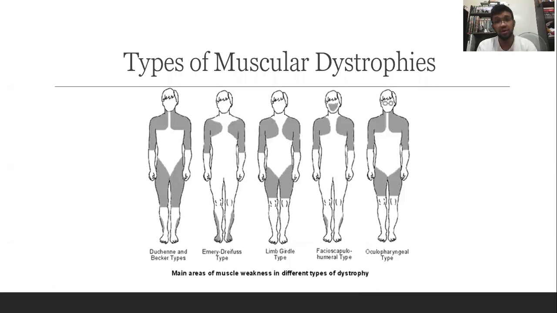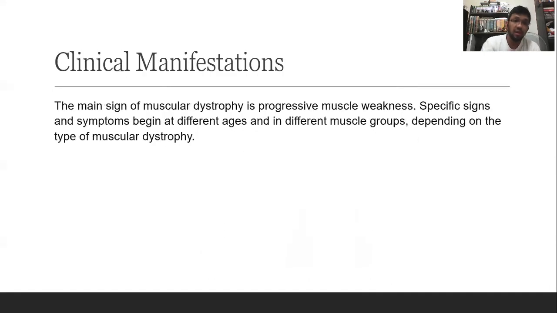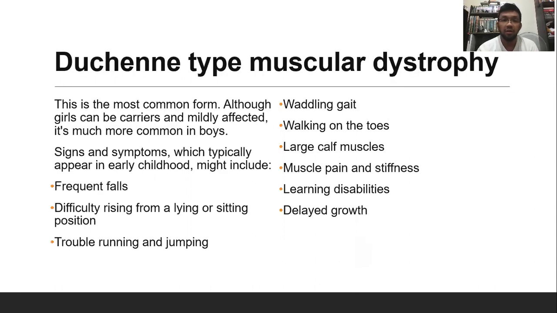So now we go to the types of muscular dystrophy. We'll get to this since we have different clinical manifestations of muscular dystrophy. The Duchenne type muscular dystrophy. This is the most common form. Although girls can be carriers and mildly affected, it is more common in boys.